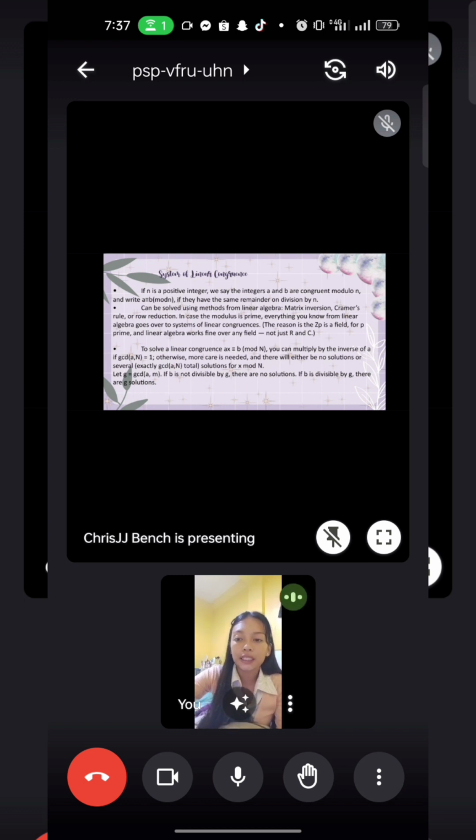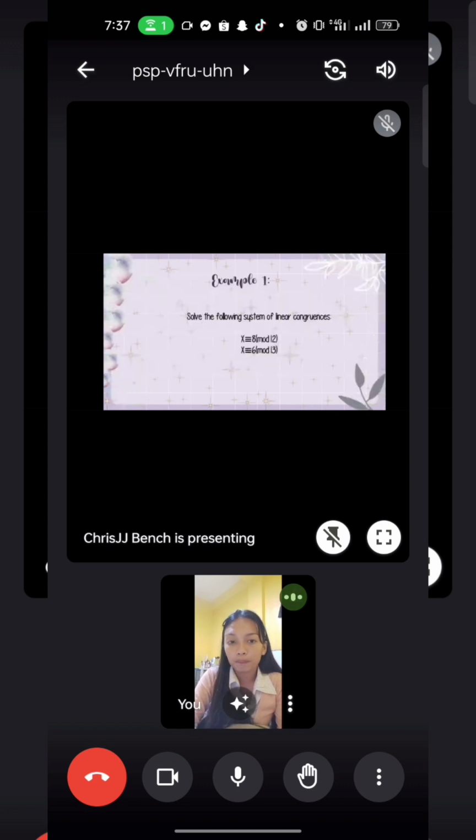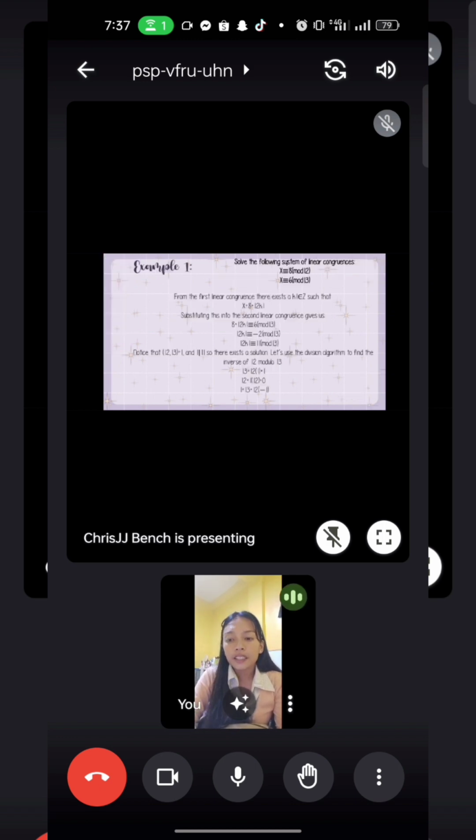Let's proceed to our first example. Solve the following system of linear congruence: x ≡ 8 mod 12 and x ≡ 6 mod 13. From the first linear congruence, there exists a k1 belonging to Z such that x = 8 + 12k1. Substituting this into the second linear congruence gives us 8 + 12k1 ≡ 6 mod 13.